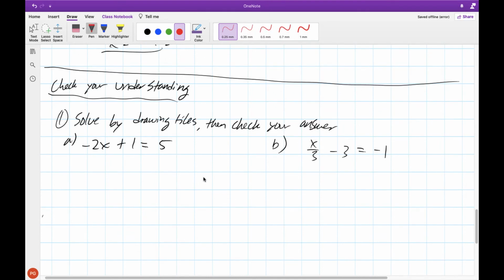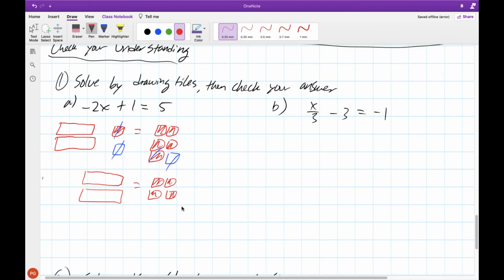All done? Alright, let's go over the answers. Negative 2x plus 1 equals 5. Let's first draw this out. It would look a little bit like this. Now our first step is we want to get rid of this number next to our variables, so we are going to subtract 1 from both sides, or add a negative 1. Those would cancel out here, these would cancel out here. We would finally be left with this right here.